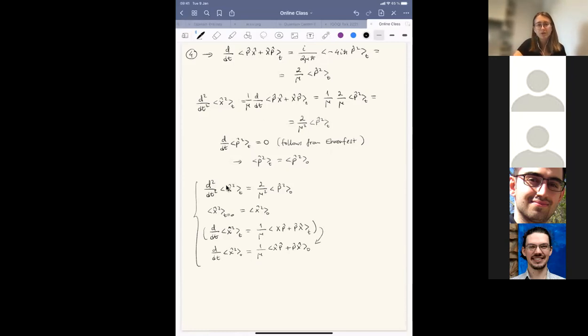So we have a second order differential equation for x squared, and we have two initial conditions, which means that we can solve this equation exactly. And if we solve this equation exactly, what we get is x squared at time t would be x squared at time zero plus 1 over mu times px plus xp at time zero, times t, plus, so this constant here comes from this initial condition, and this constant here comes from this initial condition. And finally, the last term is proportional to t squared, which is p squared at time zero over mu squared, t squared. So this is just simply solving this differential equation.